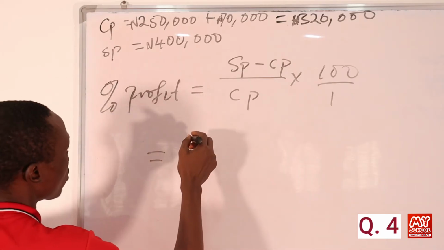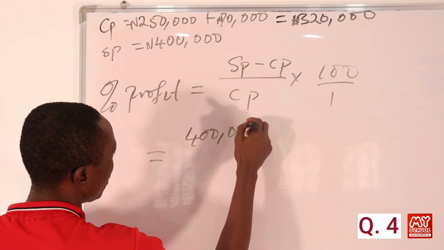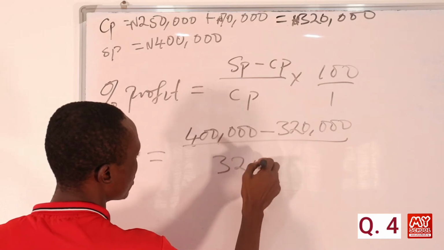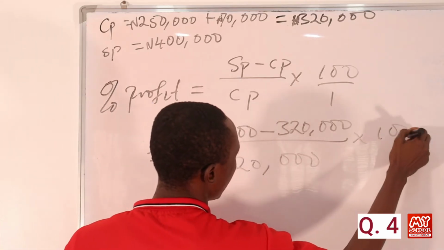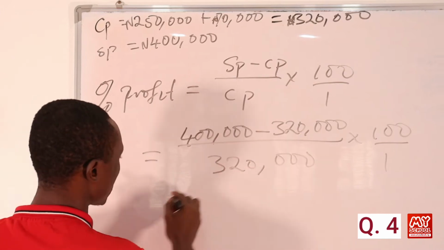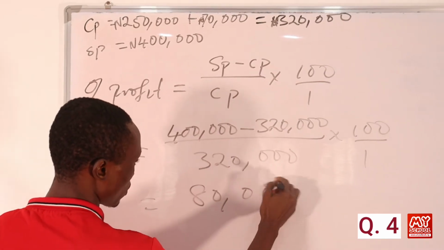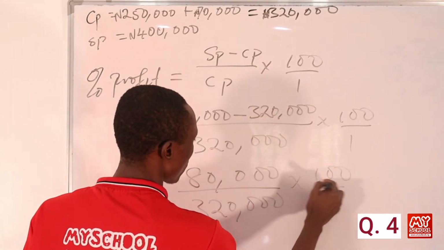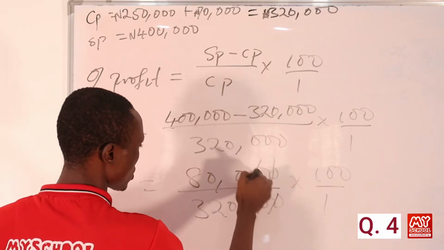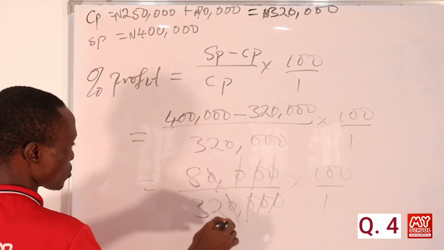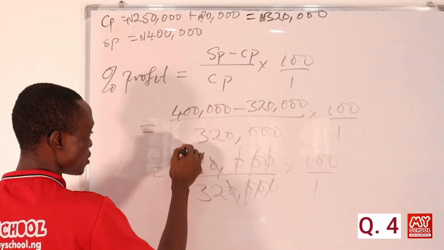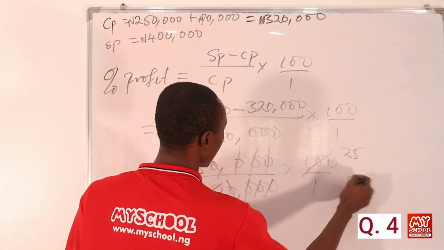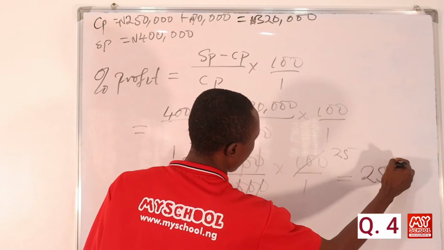So let's put in our values. We will be having 400,000 minus 320,000 over 320,000, then times 100 over 1. If we subtract here, this will be equal to 80,000 over 320,000 times 100 over 1. So these three zeros, we take them out. 8 into 8 is 1, 8 into 32 is 4. Then 4 into 4 is 1, 4 into 100 is 25. So the percentage profit is equal to 25%.